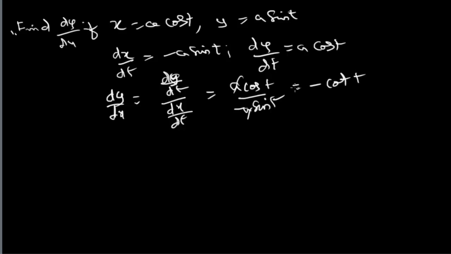You can also see when t is equal to pi by 4, minus cot t is nothing but minus cot pi by 4, which is minus 1. So later on we shall try to work out problems of that type.